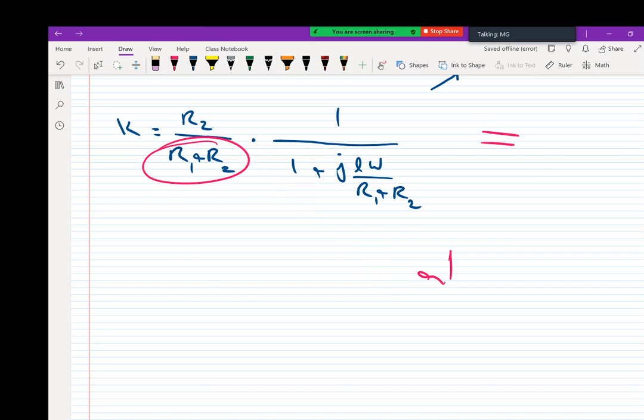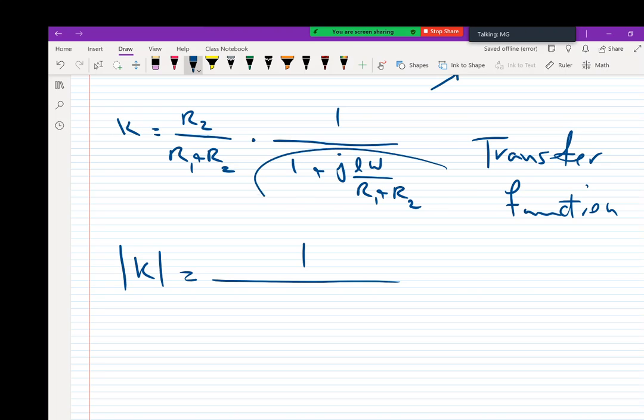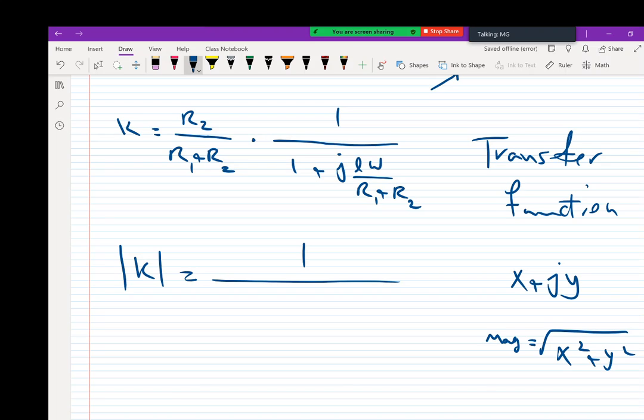So the K is like this, and this is the transfer function. And if we want to find the transfer function magnitude, and after that find the cutoff frequency, we say absolute value of K is equal to absolute value of numerator, which is 1, and the magnitude of denominator. Because denominator is a complex number, we need to use this rule. We know that for X plus JY, the magnitude is equal to square root of X squared plus Y squared. So we need to use this one to find the magnitude.